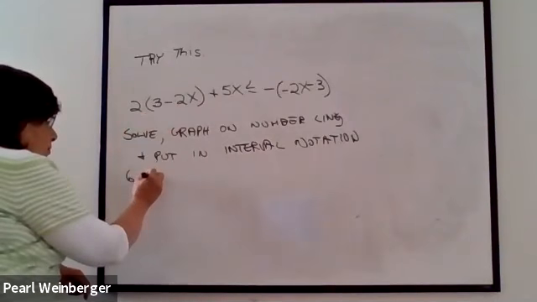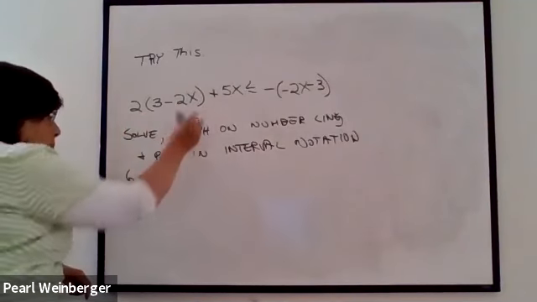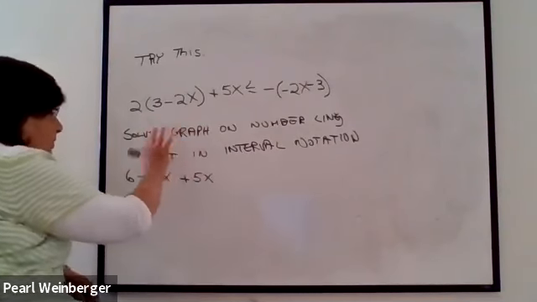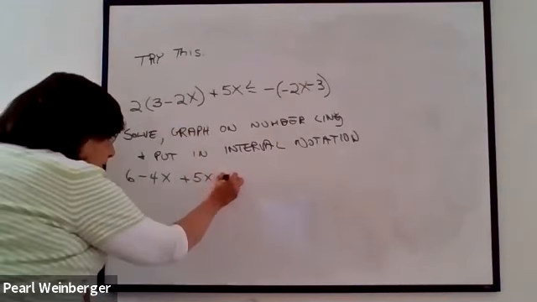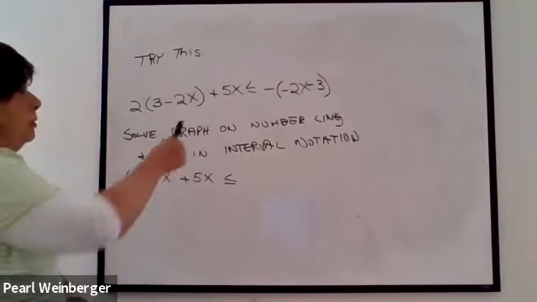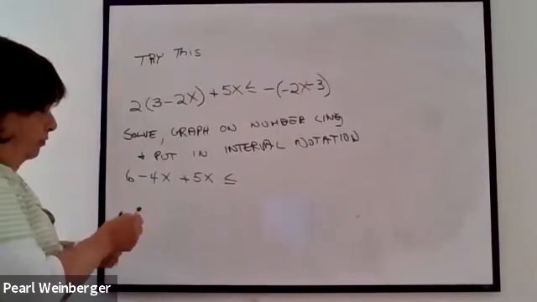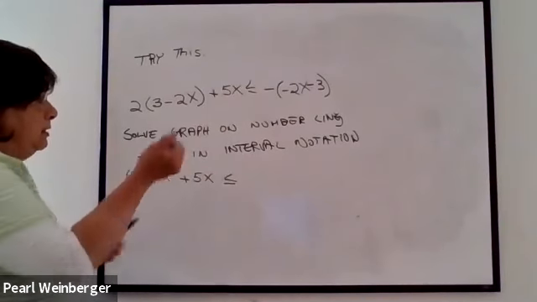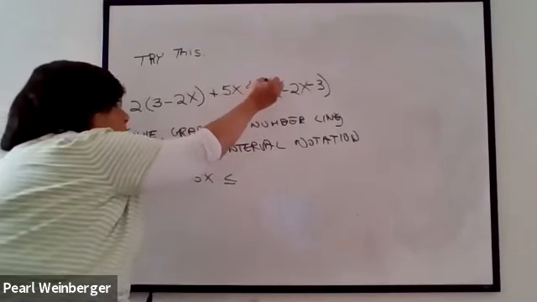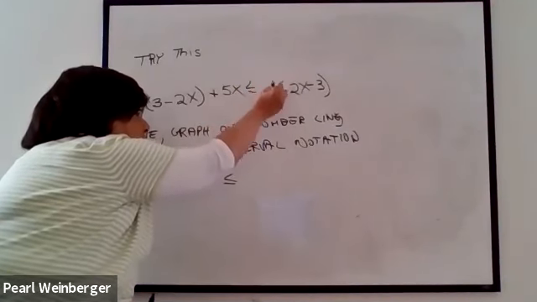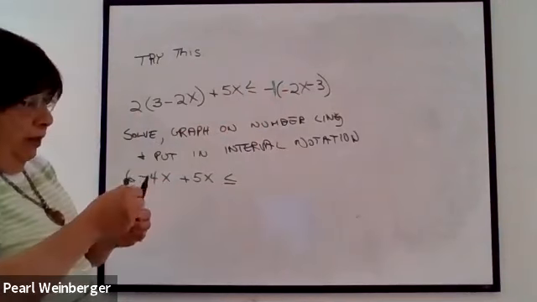Minus 4x plus the 5x. That's all on the left side. And we're leaving this less than or equal to. And then we have a negative in front of the parentheses, and there's no number. But when there's no number, there's just a sign, it's as if there's a negative 1 there.